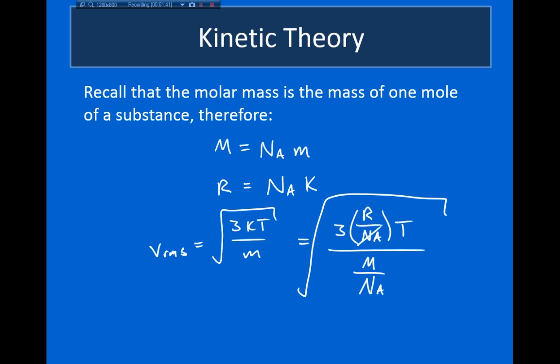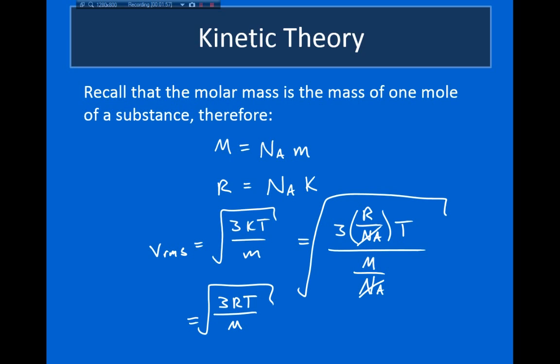And we see that the Avogadro's number cancels, so that this is also just equal to 3RT divided by the molar mass. And usually this is an easier equation to use, because what you'll be looking up when you solve a problem like this is the molar mass in the periodic table.